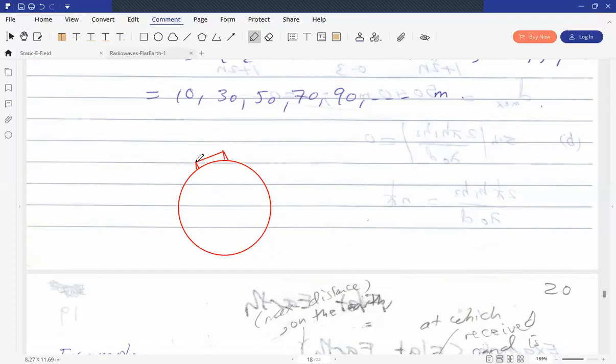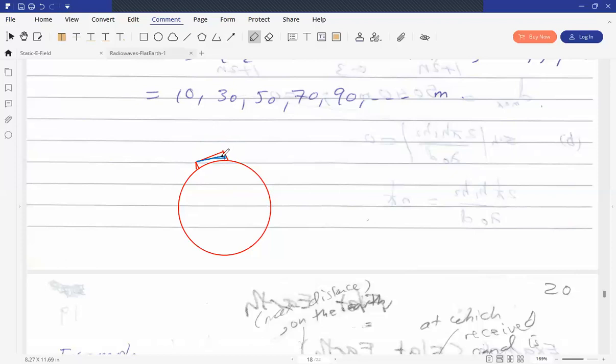It will go like this, maybe. It's difficult to draw now because we need a very accurate drawing. Here, the angle, maybe it will go like this. It will not reach the receiver. You see, it will not reach the receiver. It may propagate like this. It is curved.